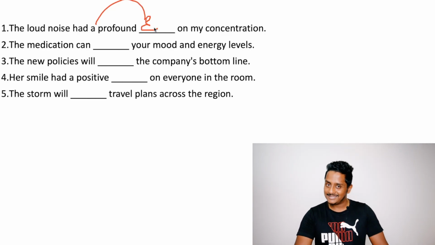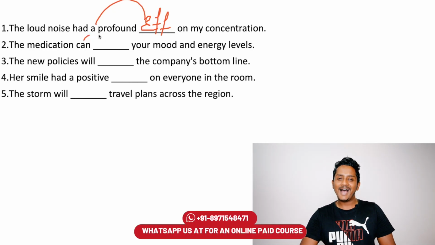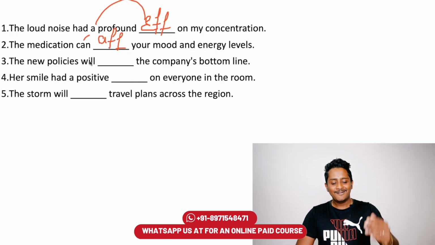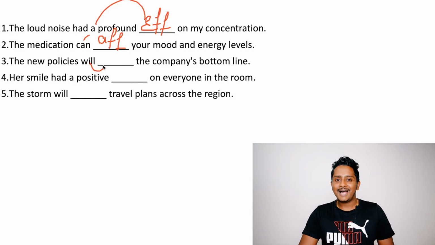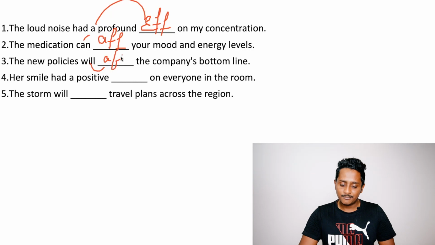Let's represent it as E-F-F. The medication can, after can: I can eat, I can run, I can talk. It can affect. It is A-F-F. Hope you are getting it. Will, after will, a verb will come. I will eat, I will run, it will affect the company's bottom line.